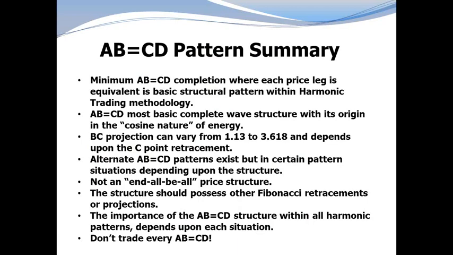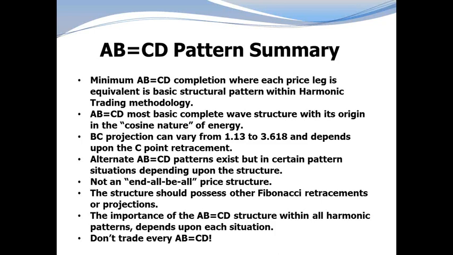AB equals CD pattern summary. The minimum AB equals CD completion, where each price leg is equivalent, is the basic structural pattern within the harmonic trading methodology. The ABCD pattern is the most basic complete wave structure with its origin in the cosine nature of energy. Remember, we're looking at energy waves. We're looking at wave movements. And wave movements in the markets are manifested through price history.